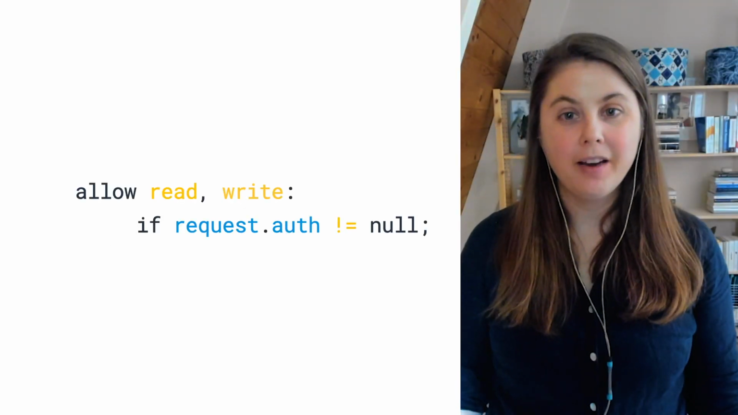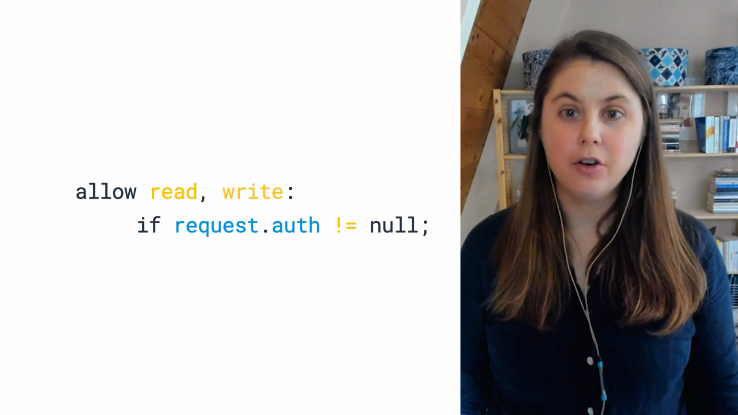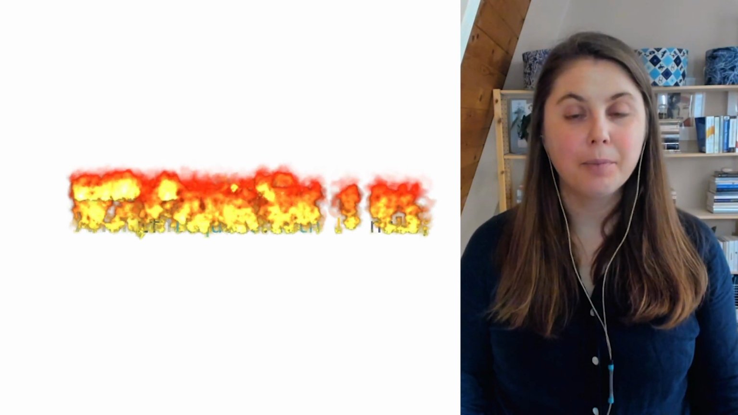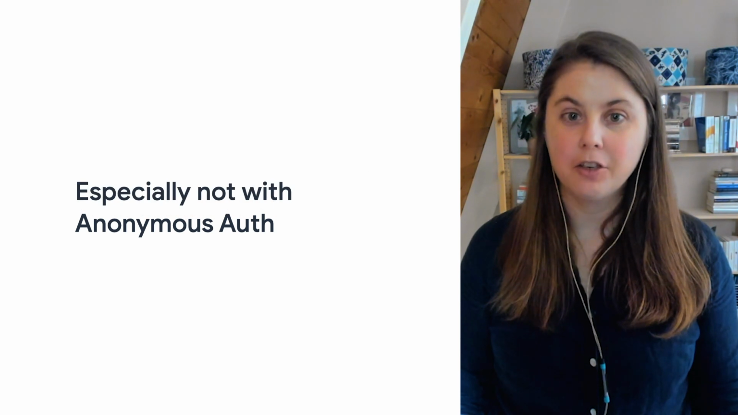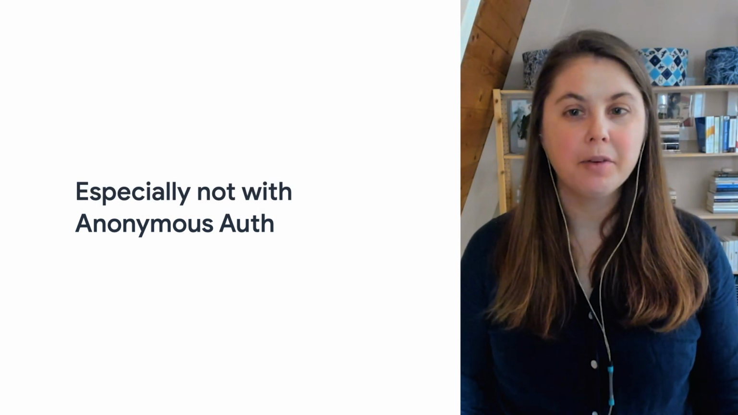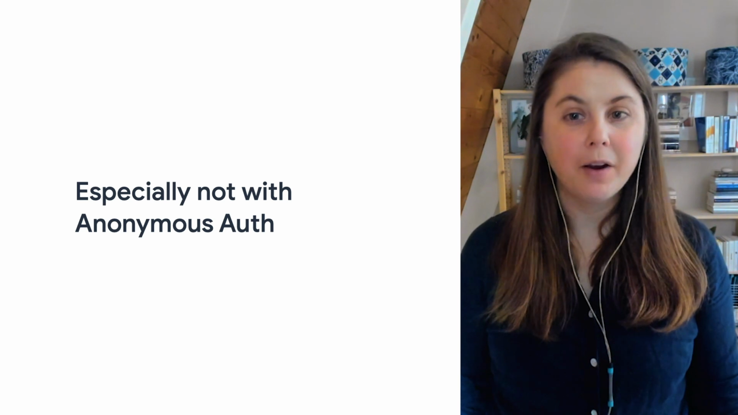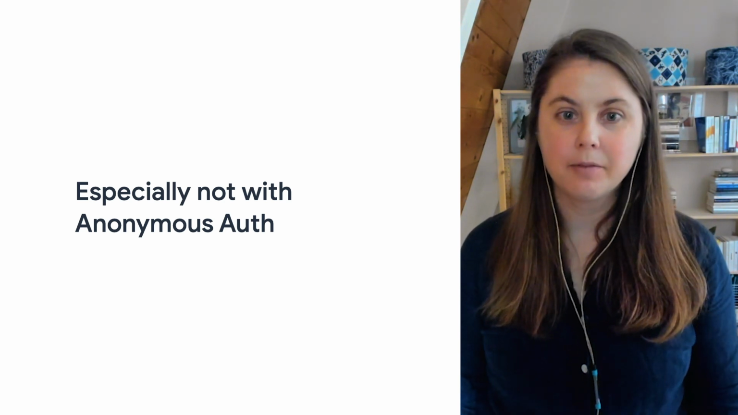Setting read, write: if auth != null at the root of your rules is not an adequate rule, especially if you're using anonymous authentication. Remember that with anonymous auth, a UID is created for anyone who starts using your application, so this check will be true for all users, and letting them read or write to anywhere in your database is dangerous.